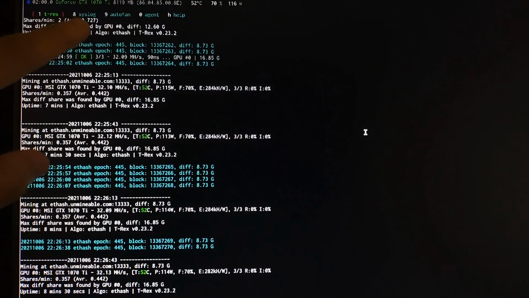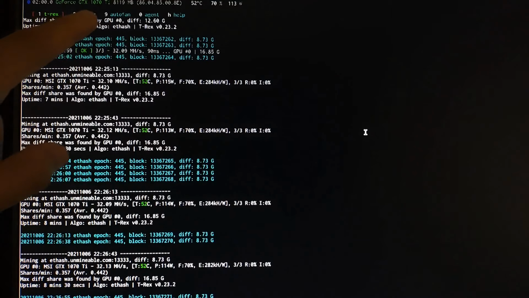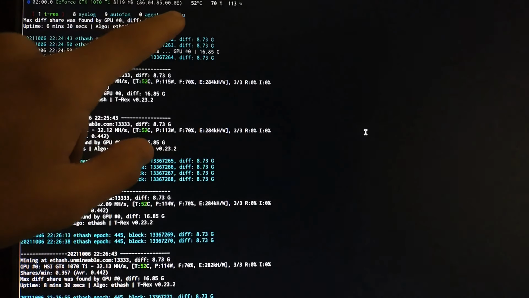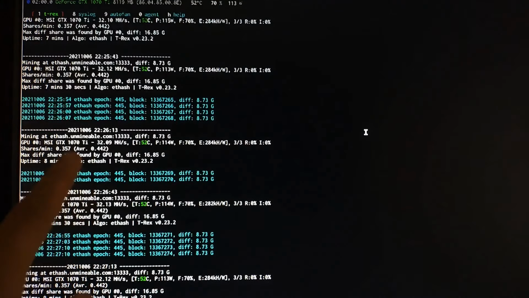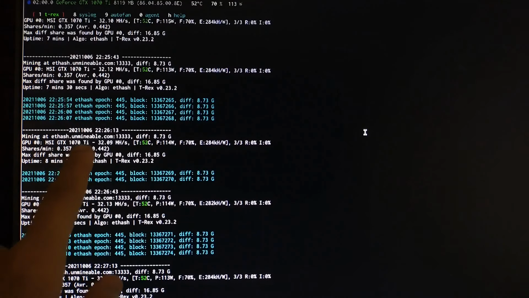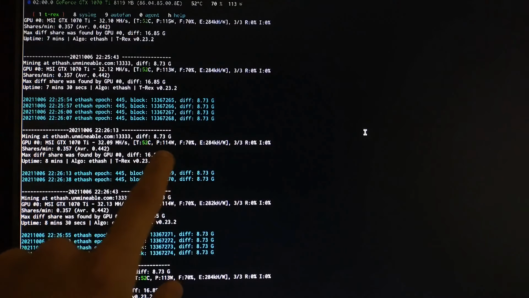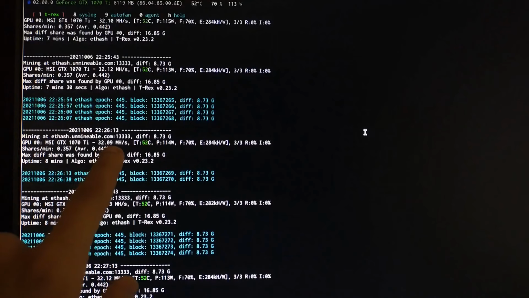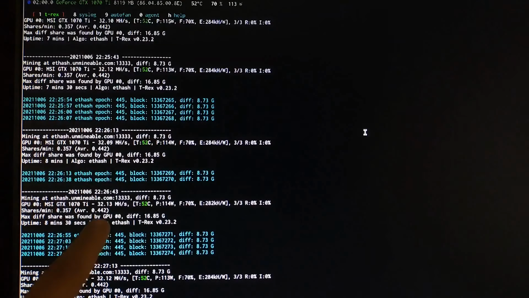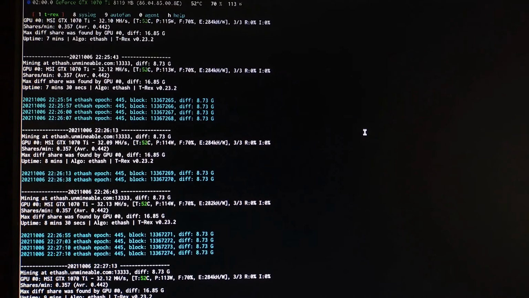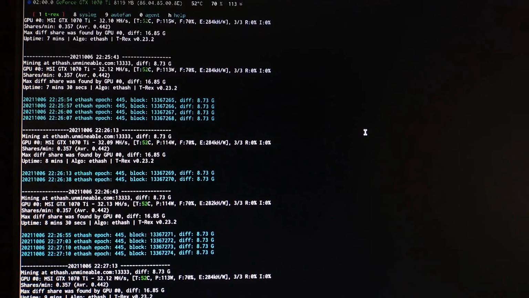All right, boys, we are live. Let's check it out. GTX 1070 Ti, 8 gigs of RAM, 52 degrees Celsius. Fans are at 70%, and we're at 113 watts. We are currently mining on Unmineable, and we are at 32.09 mega hashes on this. So 32.12, 32.13, 32.12. So we're basically above 32. Anywhere above 32, I'm happy with.